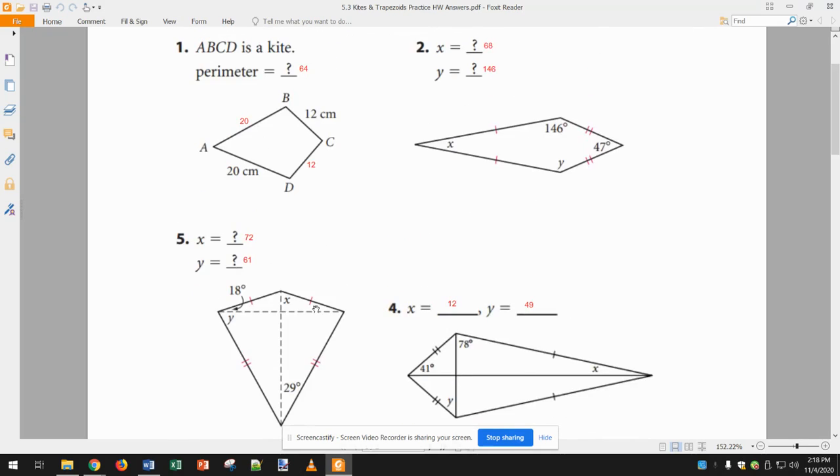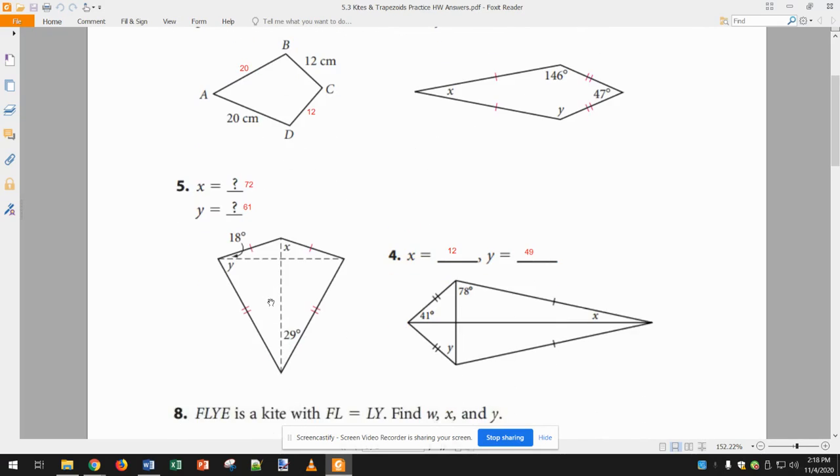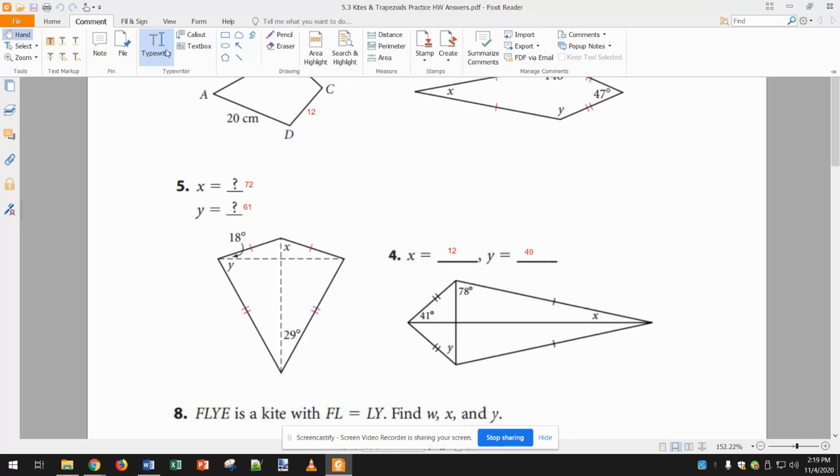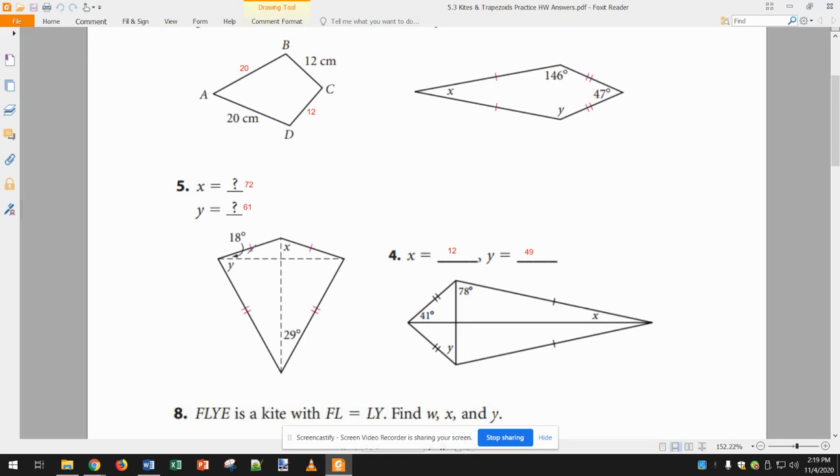For number five, notice the numbering is a little bit weird here, but number five, you can figure out x is 72 by doing 90 minus 18. So if this angle is 18, then this one is also 18.